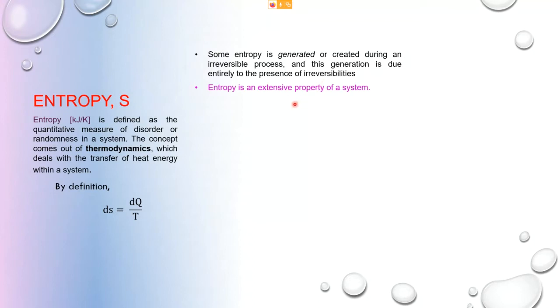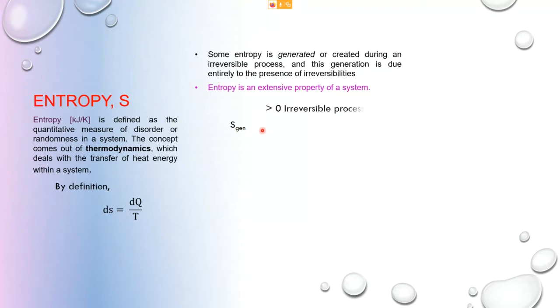Entropy is an extensive property of a system. It is usually given in kilojoules per kg Kelvin, or kilojoules per Kelvin. Entropy is measured in kilojoules per Kelvin or kilojoules per kg Kelvin, depending on whether you refer to absolute entropy or specific entropy.